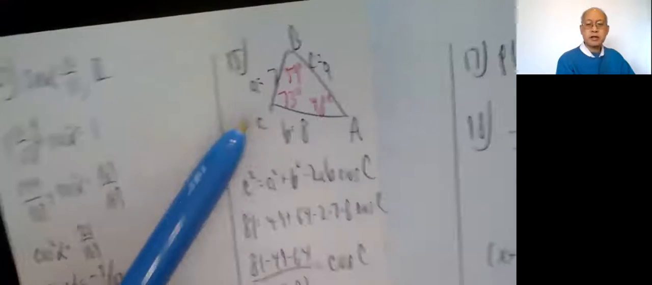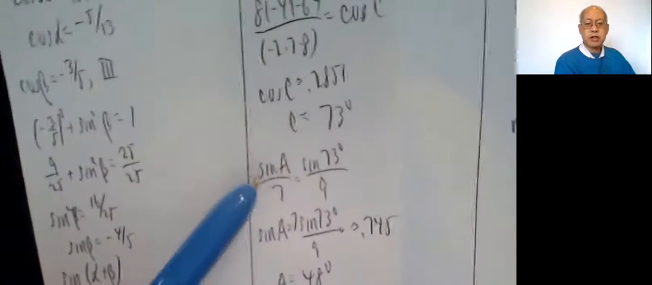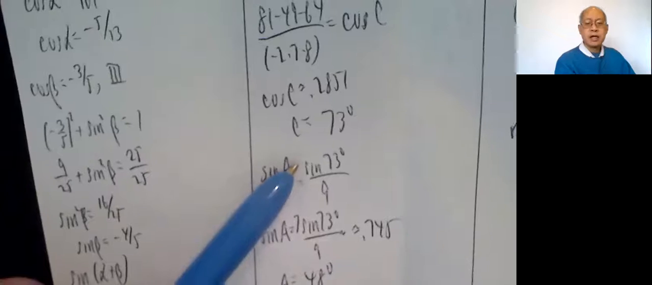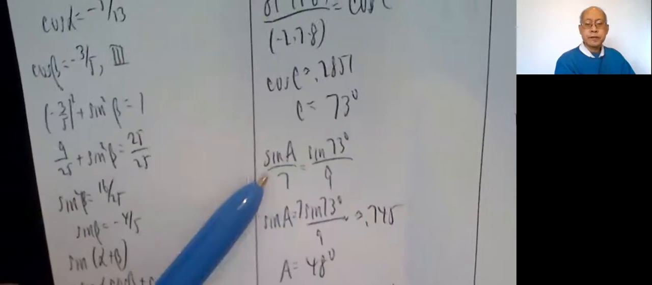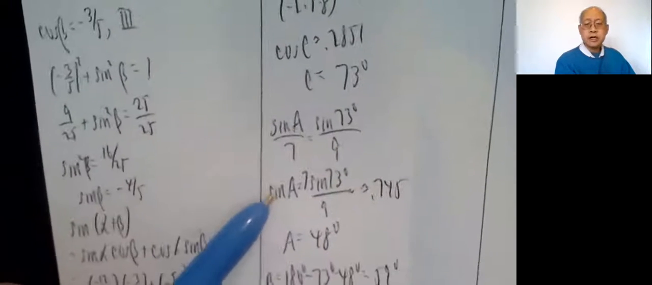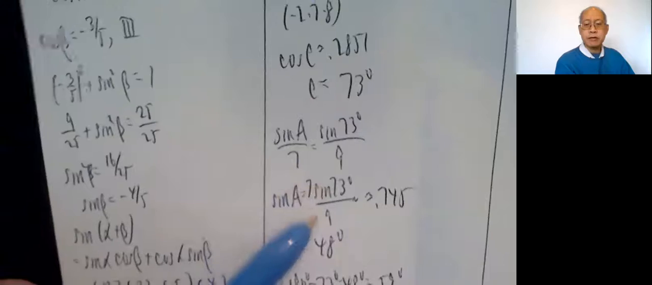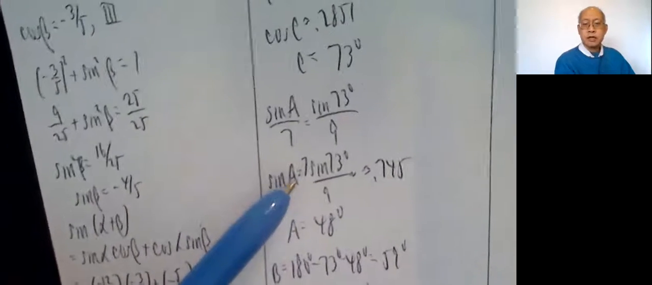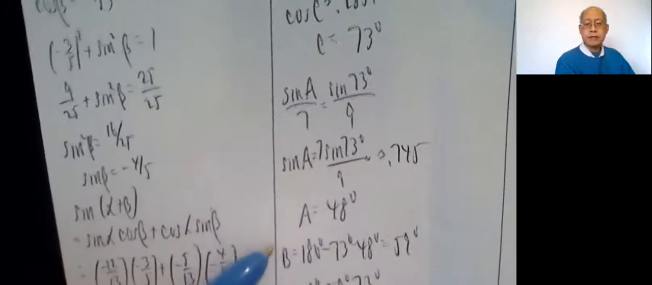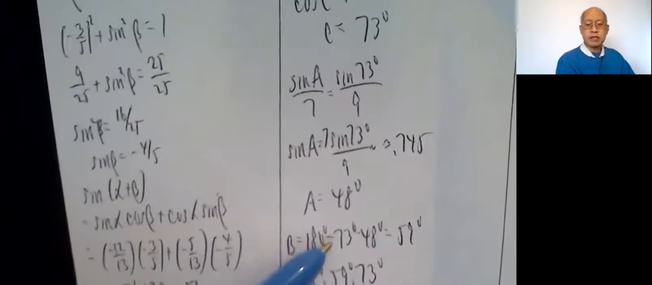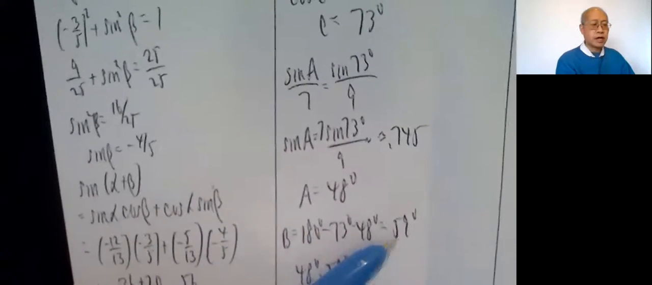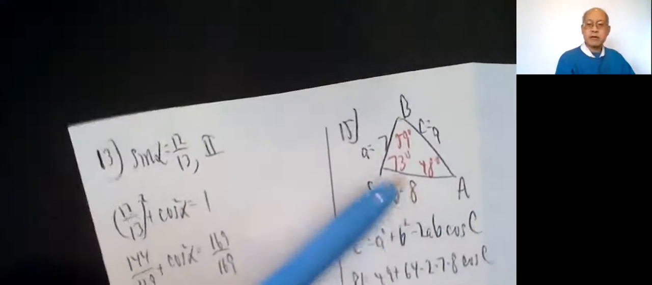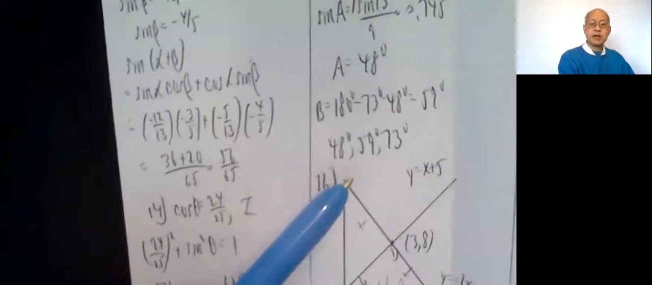Once I have that, switch to the law of sines, aim for the smallest angle, sine of A over a equals sine of C over c. Multiply both sides by 7. Sine A is 7 sine of 73 degrees divided by 9, about 0.7745. Inverse sine comes out to be 48 degrees. And then B is 180 minus 73 minus 48, 59. So the angles are 48 degrees, 59 degrees, and 73 degrees.